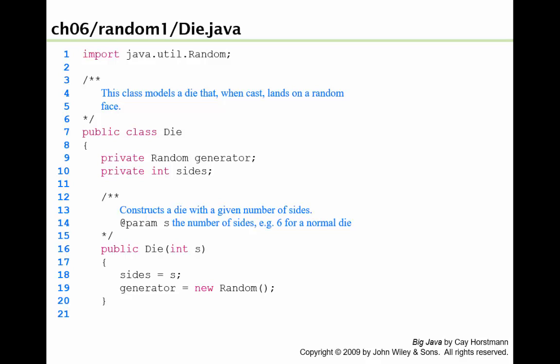Basically, it has its own internal random number generator. It has a number of sides. In its constructor, it creates a new random number generator right here in the constructor. So that means each die you create is going to have its own random number generator. And that kind of breaks my rule. Remember, my rule is you should only have one random number generator per program. This is going to have one random number generator per die, which is not a good idea in the long run. So we're going to change this one around when we code it up ourselves.